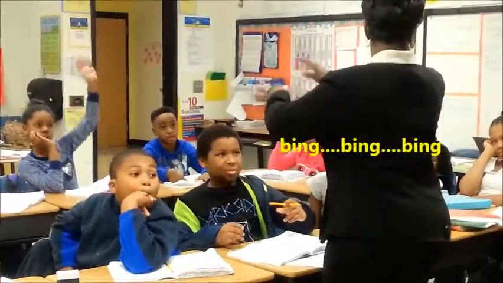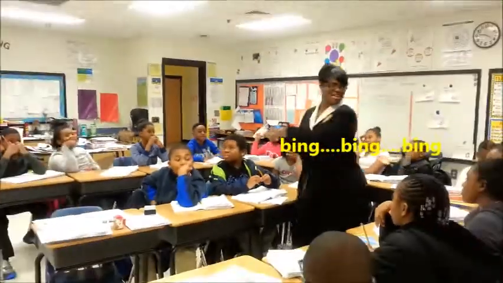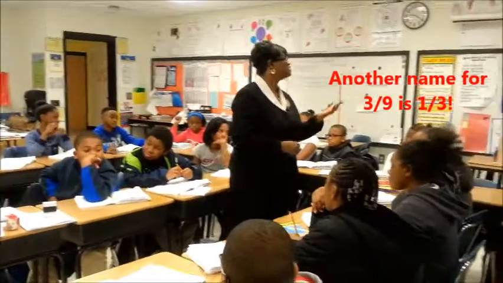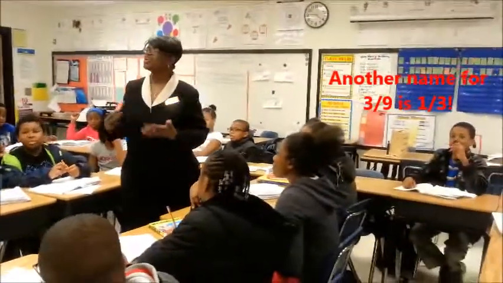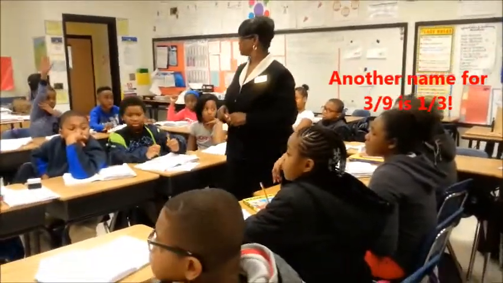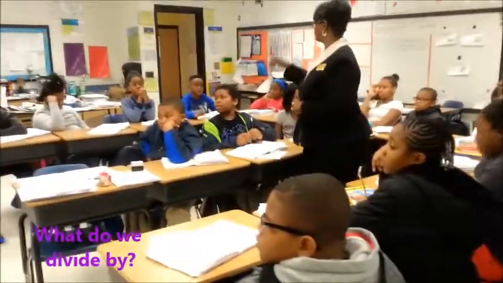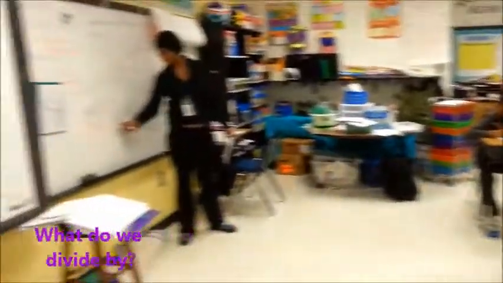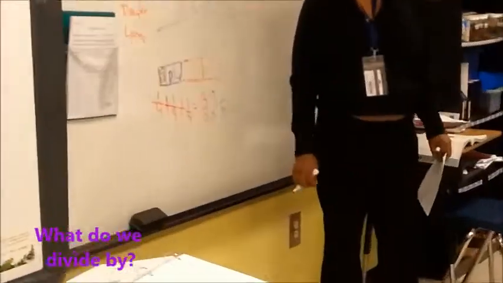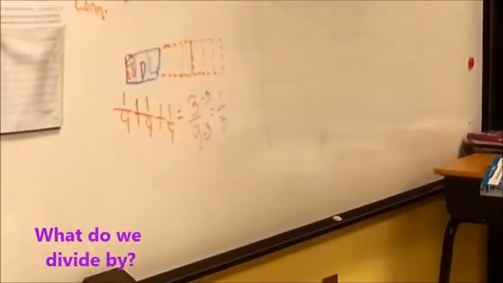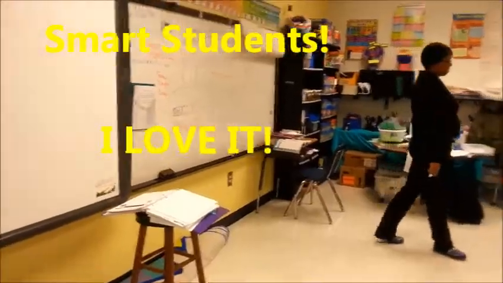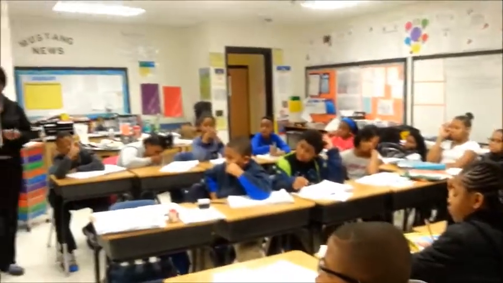1/3. Bing, bing. Another name for 3/9 is what? 1/3. How do you get 1/3? When you simplify. What do we divide by? 3. Bing, bing. This is what I'm talking about. Real good, smart students getting it. I love it. All right. We divide by, boys and girls. You know this song.